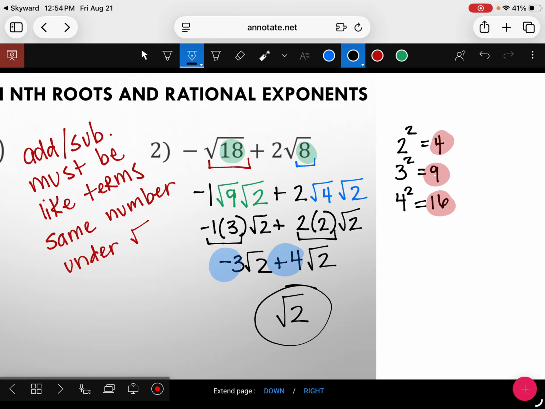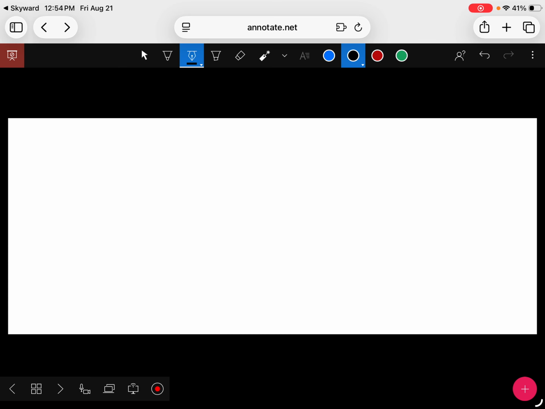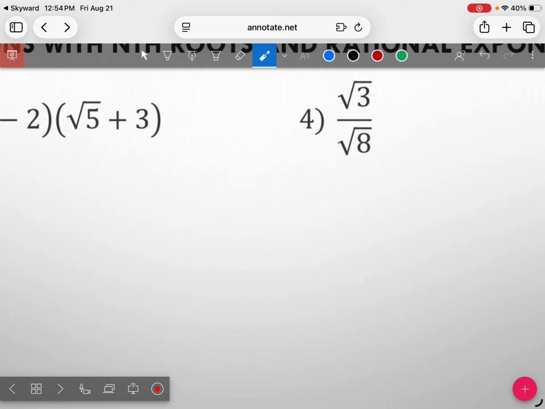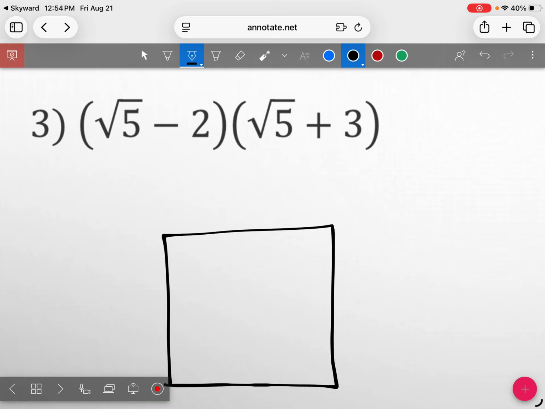All right. Let's look at number 3. So, let's go back and look at number 1. Notice that when we did this yesterday, I did not need to make a box because we call this one term. This is one single term. There isn't a plus sign or a minus sign separating them. But when I look at number 3, this is 2 terms. And this is multiplication. So what we will do is make a box. You can use whatever method you prefer.